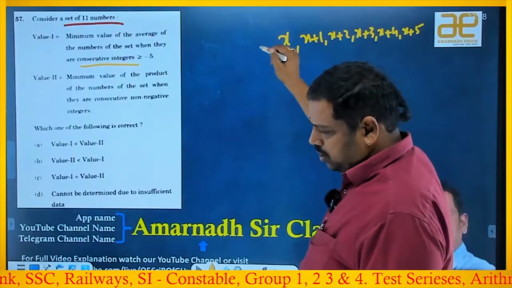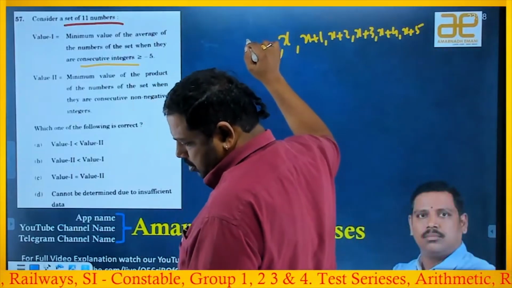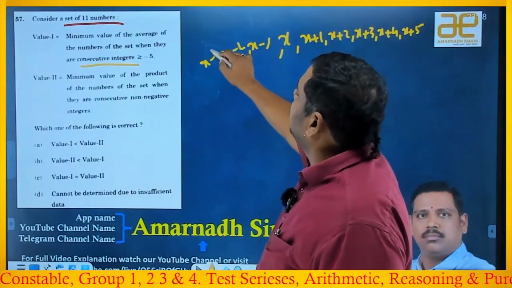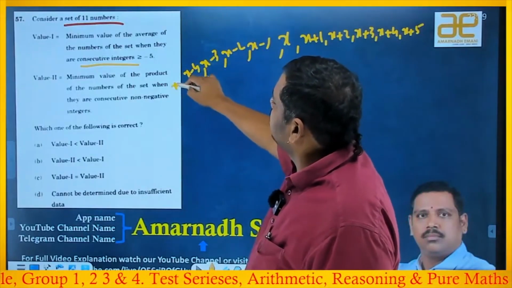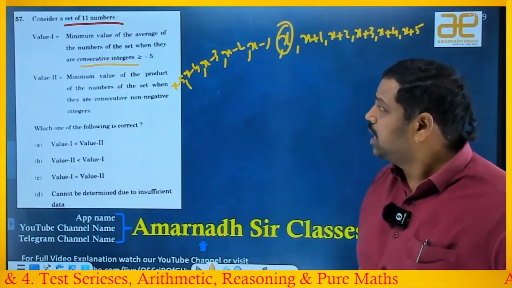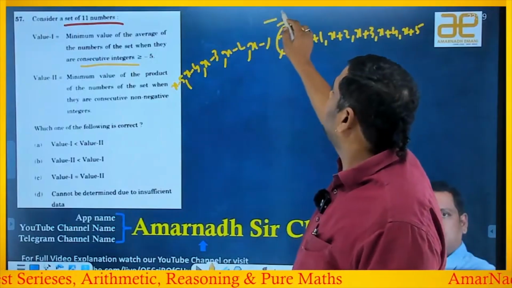So, x minus 1, x minus 2, x minus 3, x minus 4 and x minus 5, right? The beauty is that average is x. The middle number is the average, that is x. And he specified the average is how much, -5.